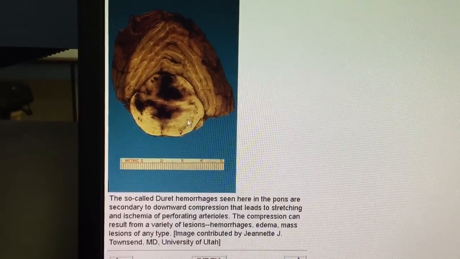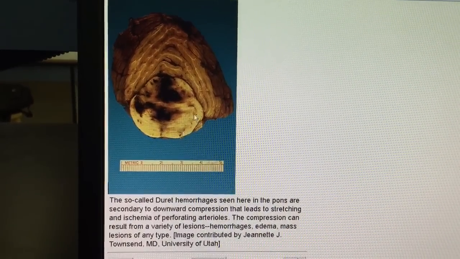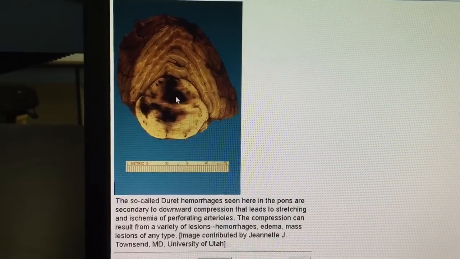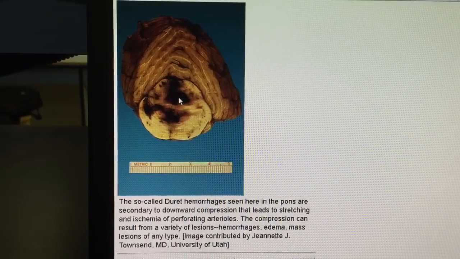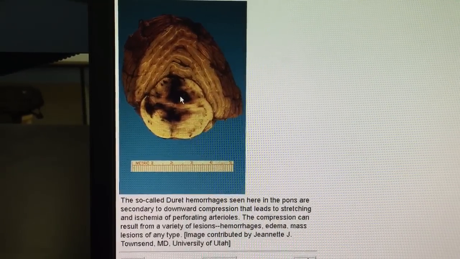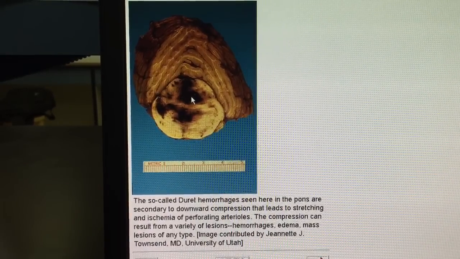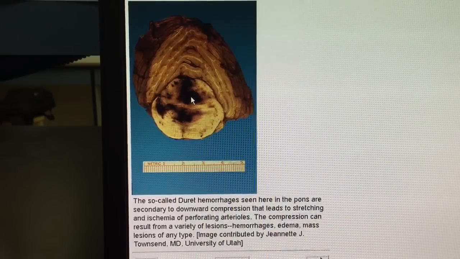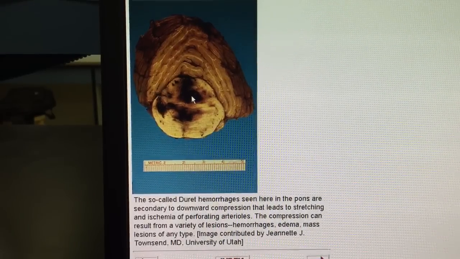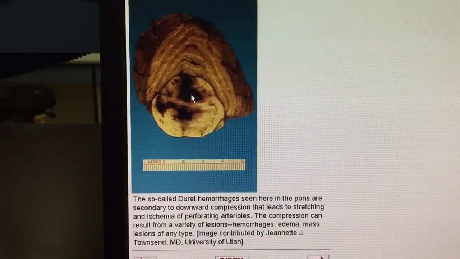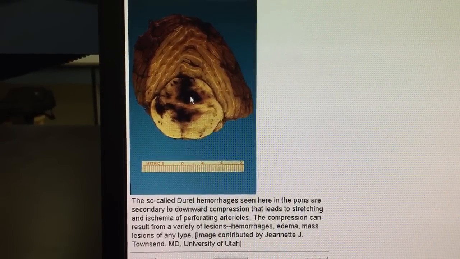Last week you learned about Duret hemorrhage of the pons. This is the pons, and this is called Duret hemorrhage. Duret hemorrhage is due to compression or stretching or ischemia of the perforating arterioles. So the compression could be due to various reasons. It could be due to hemorrhage, edema, or a mass lesion.